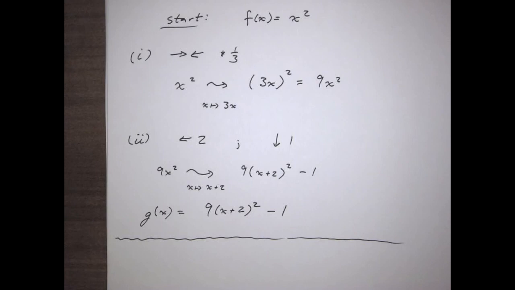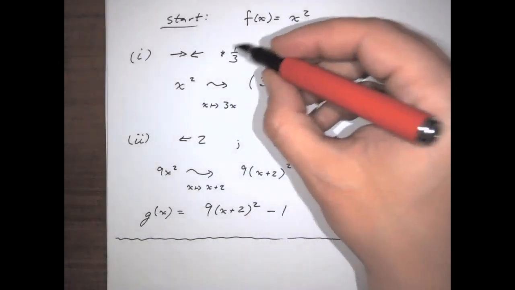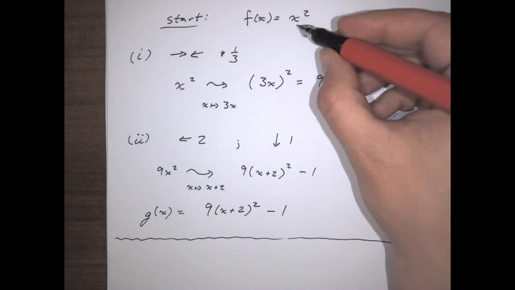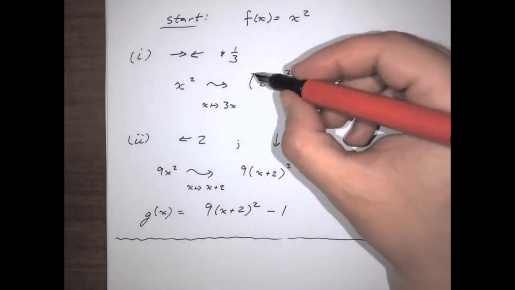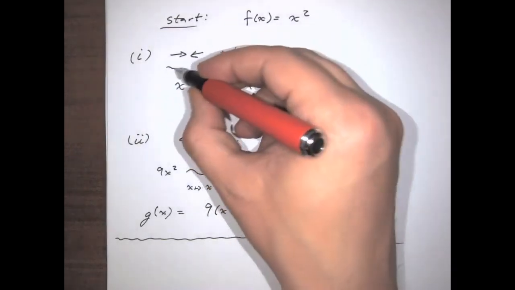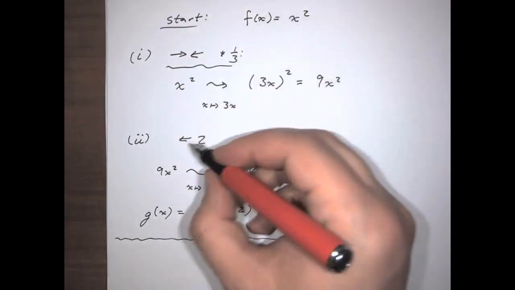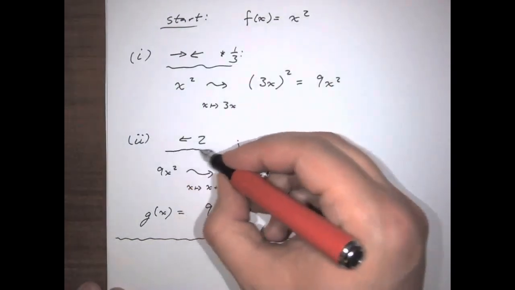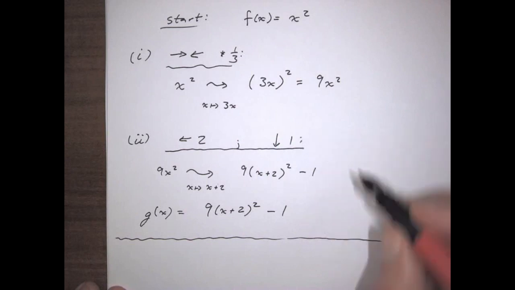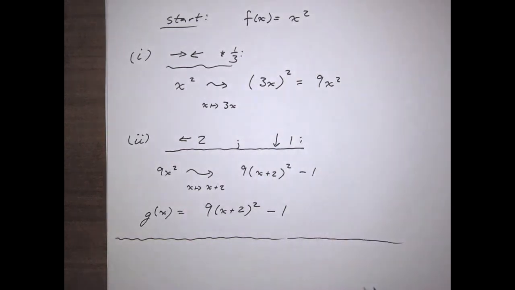So the way we build the transformations is by taking whatever the original formula was and then changing what needed to be changed. If it's a vertical transformation, you just make the changes on the outside. If it's a horizontal transformation, you change it by replacing x by something else.